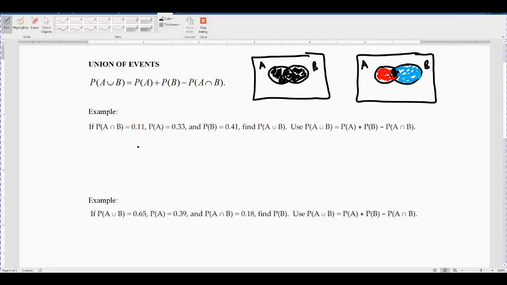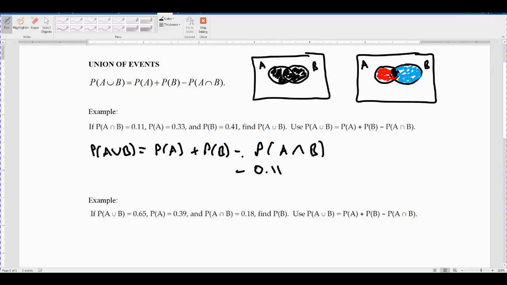And here we go. All we're going to do is take this formula and just substitute the values in. So you're given that the intersection is 0.11. Make sure to bring that minus sign down. The probability of A is 0.33 and the probability of B is 0.41.